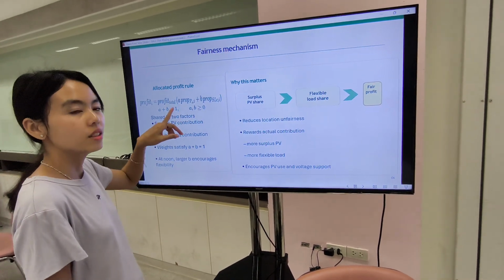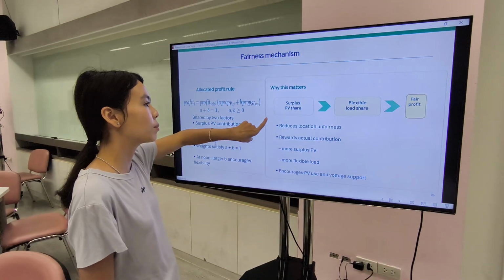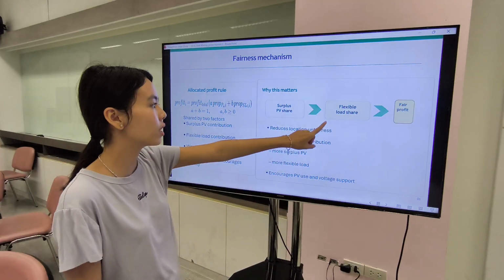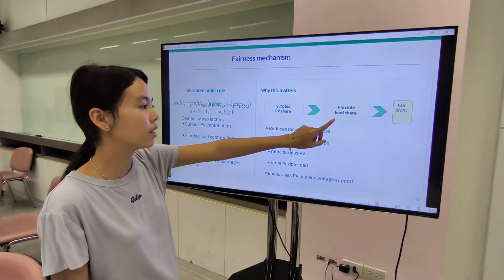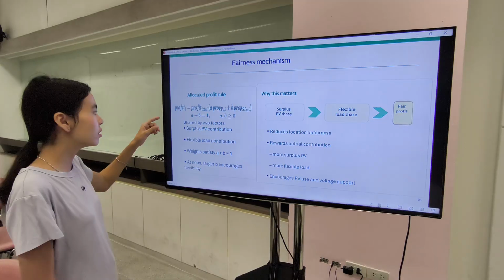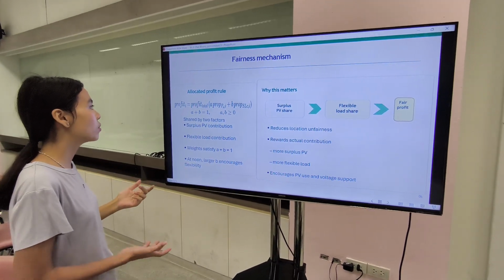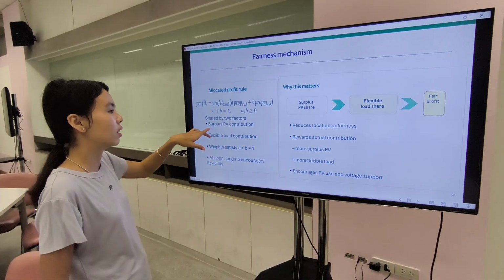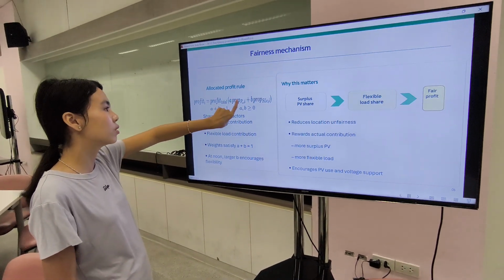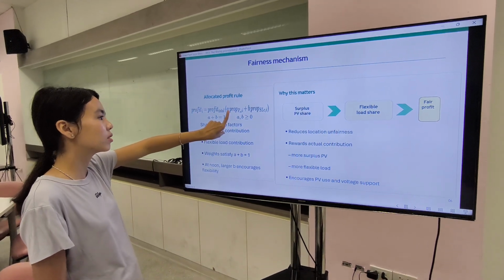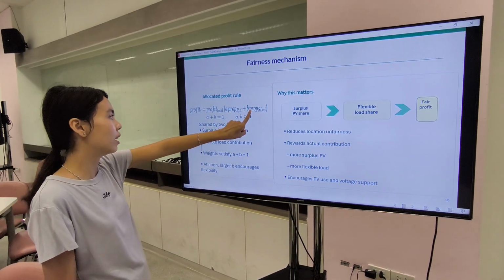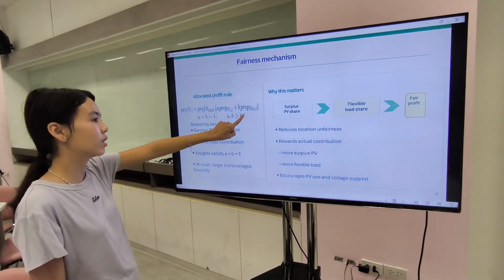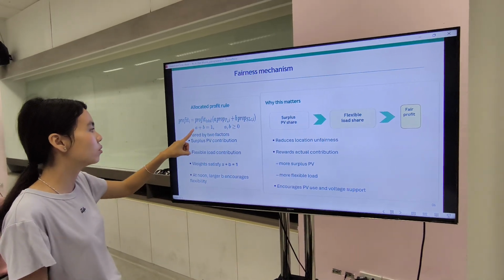This is the final mechanism used in this paper, and this shows the profit sharing idea. The first one is surplus PV share, and the second one is flexible load share, and from this we can get fair profit. This is the equation used, and each customer's profit can be obtained from the total profit multiplied by these two, surplus PV share and flexible load share. A is the weight of surplus PV share and B is the weight of flexible load share, and A plus B equals 1.